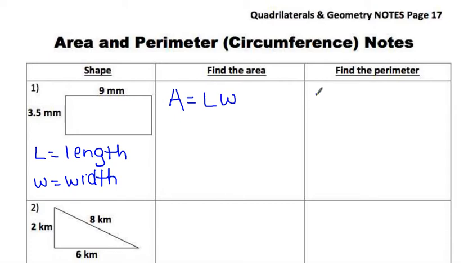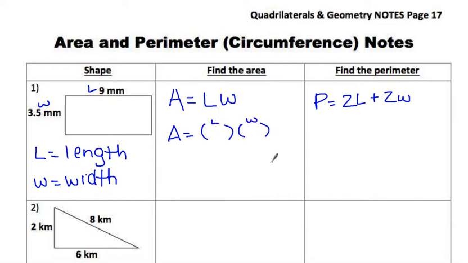And the perimeter formula is P equals 2L plus 2W. So 2 times the length plus 2 times the width. So we need to identify what the length and the width is of the rectangle. So the length is going to be 9, the width is going to be 3.5. What I recommend that you do is we're going to find the area, and I want you to use parentheses and put the letters of what you're using to plug in over the spaces. So the length is 9 and the width is 3.5, and if you use your calculator, 9 times 3.5 is going to give you an area of 31.5.